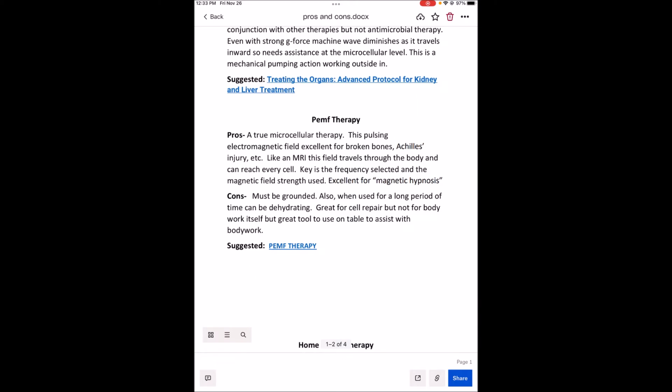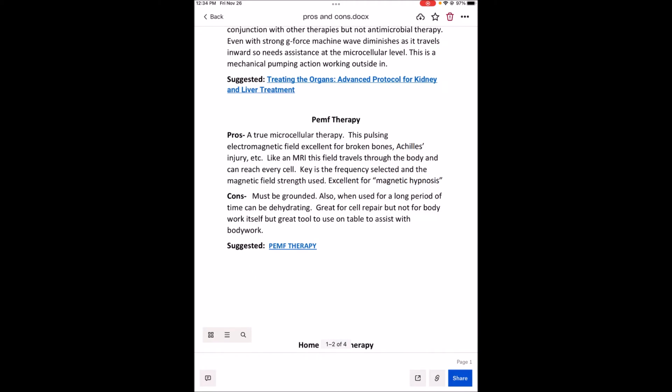For instance, Schumann is an excellent cellular healing frequency. Typically, the system we sell is a practitioner level system where you can adjust a lot of these parameters. You can adjust the intensity.